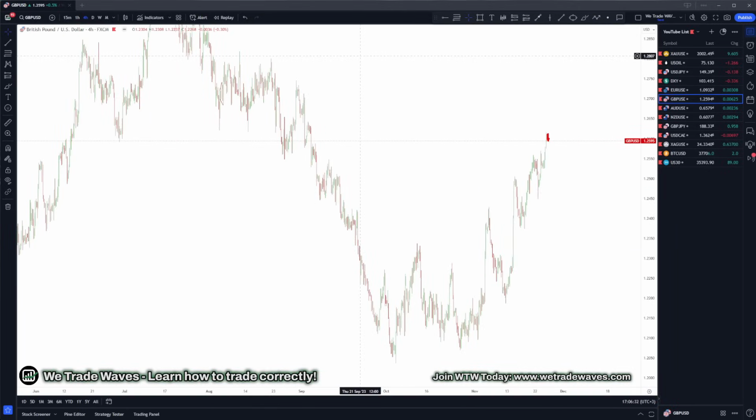So corrective structure, up again to break this top. If the market will do that, we'll be looking for the sell setups. Okay, I'm biased to one more drop for pound dollar, and I'll be looking for the sell setups.